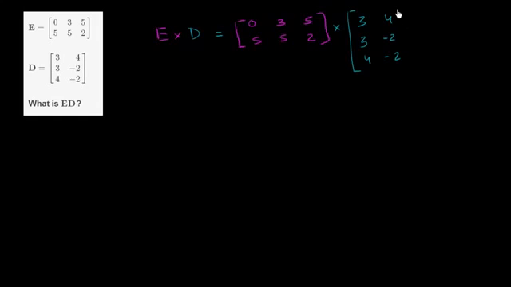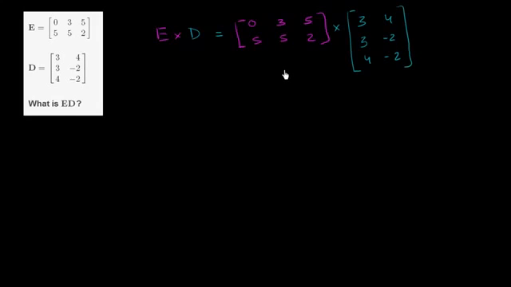So let me paste that over here. So we have all the information we needed. And so let's try to work this out. So matrix E times matrix D. So this is matrix E times matrix D, which is equal to, matrix E is all of this business. So it is 0, 3, 5, 5, 5, 2 times matrix D, which is all of this. So we're going to multiply it times 3, 3, 4, 4, negative 2, negative 2.